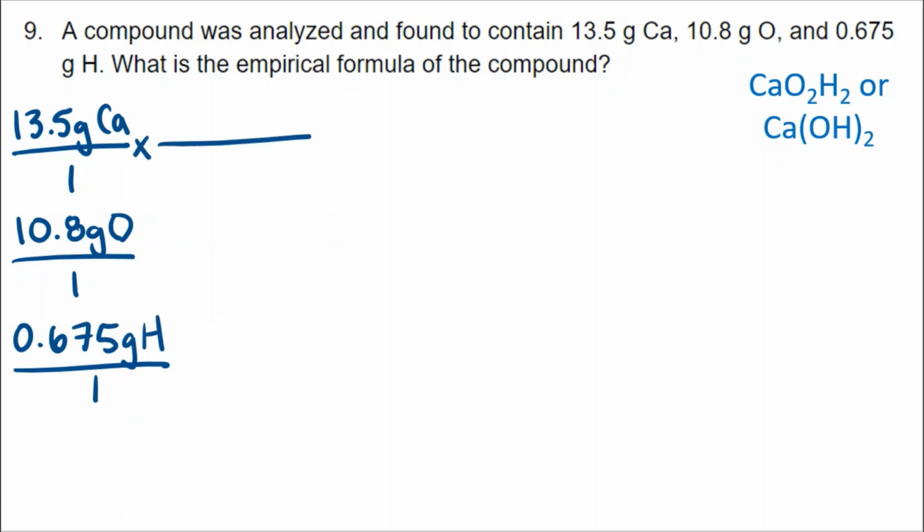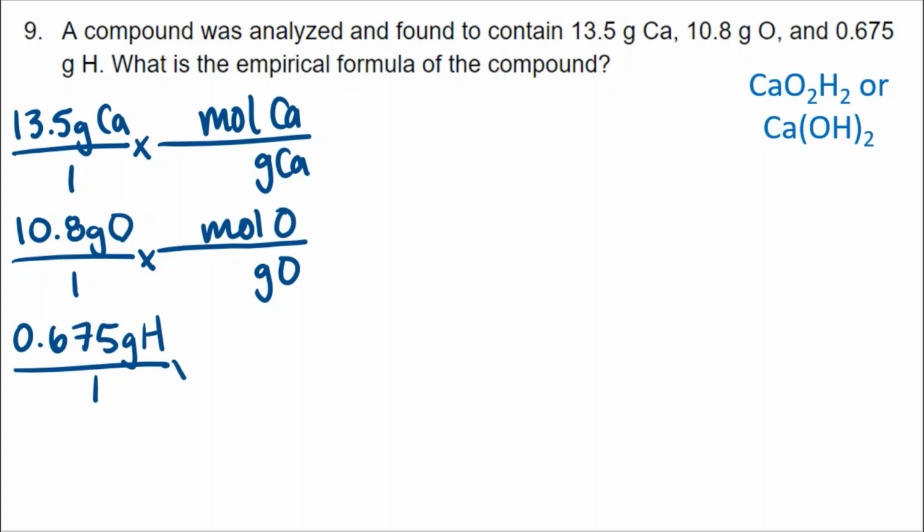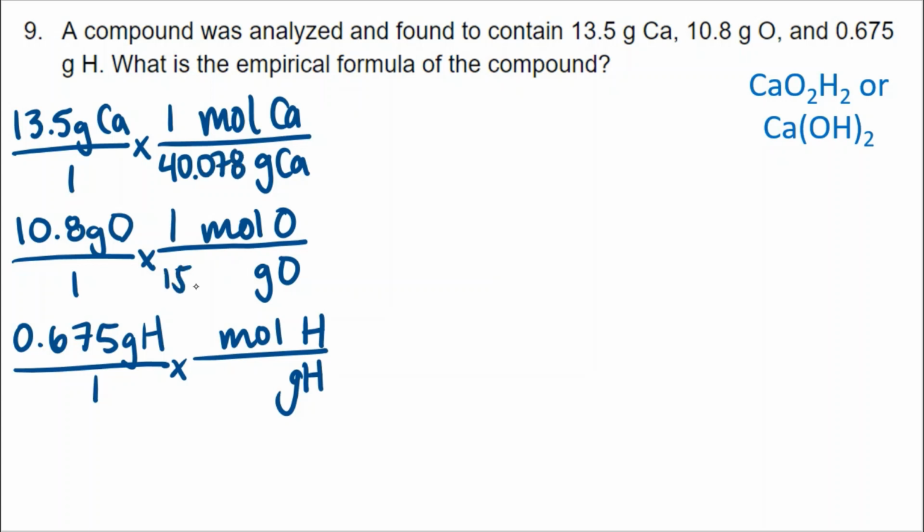So first thing I want to do is change everything from grams into moles. So grams of oxygen into moles of oxygen. Grams of hydrogen into moles of hydrogen. So I'm going to need to look up some molar masses here. 1 mole of calcium weighs 40.078 grams. So that's just coming from the periodic table. 1 mole of oxygen is 15.999 grams. And 1 mole of hydrogen is 1.008 grams.